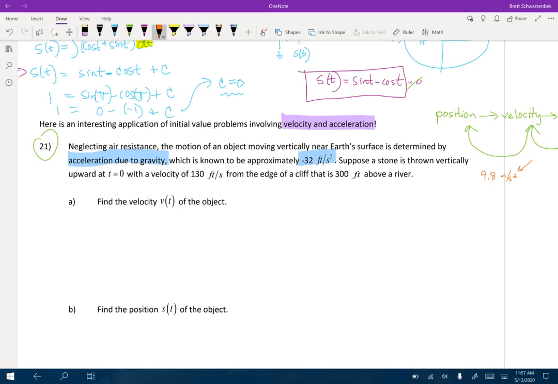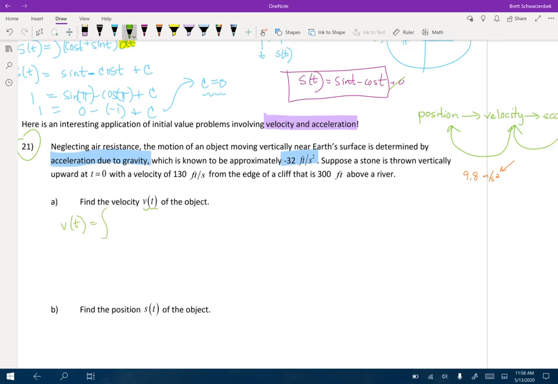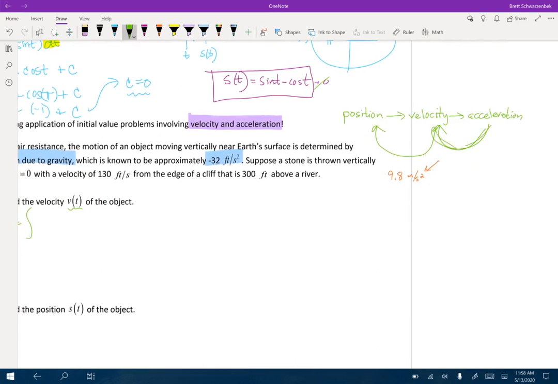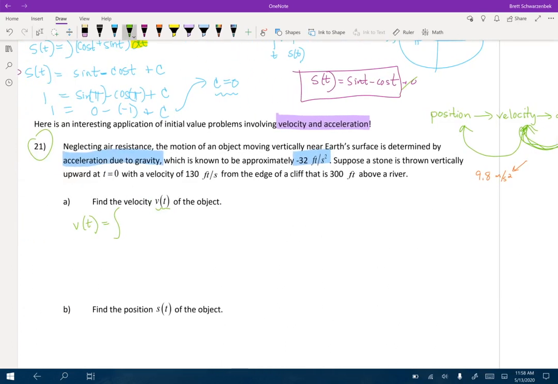Just a note there. All right, it says, suppose the stone is thrown vertically upward at t equals 0 with velocity 130 feet per second from the edge of a cliff that is 300 feet above a river. Okay, so what do we need to do? We basically need to find, in our first step, the velocity. So in order to find the velocity of an object, we basically have to take the antiderivative of, remember, to go backwards, the antiderivative of the acceleration dt. Okay, that is the focus of this.